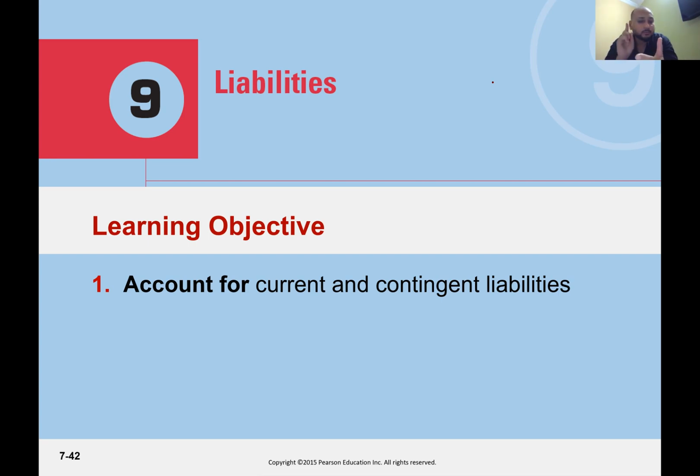Cash, inventory, accounts receivable, and then we started with the current assets, and then long-term assets. And now we'll talk about the liabilities. First, today's lecture will end by learning up to current liabilities. Long-term liabilities we'll talk about next time, because they have a little bit more numerical things attached. Okay, so first of all, how we account for current and contingent liabilities.